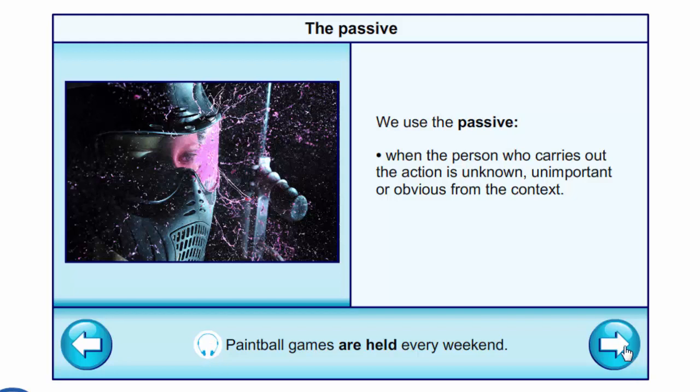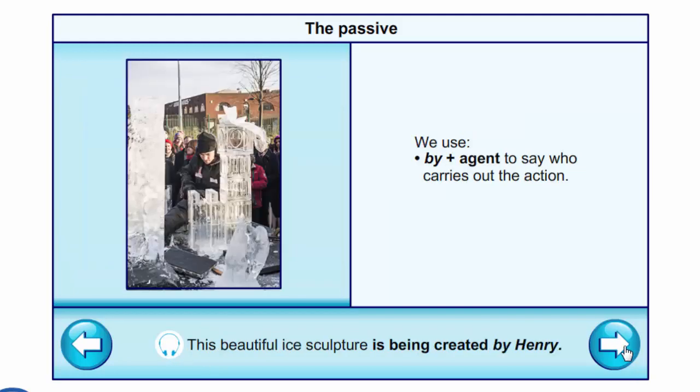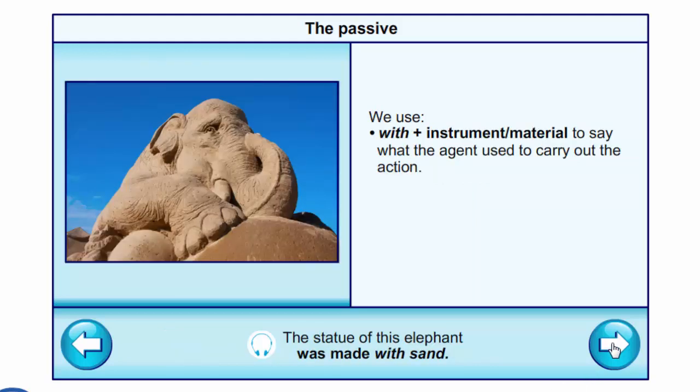We use by plus agent to say who carries out the action. This beautiful ice sculpture is being created by Henry. We use with plus instrument or material to say what the agent used to carry out the action. The statue of this elephant was made with sand.